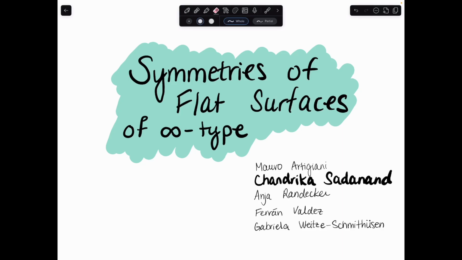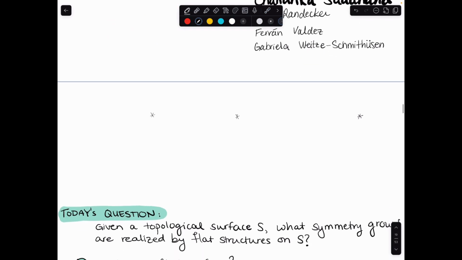Symmetries of flat surfaces of infinite type. This is joint work with Mauro Artigiani, Anja Randecker, Ferran Valdez, and Valdez and Weitze-Schmithüsen.